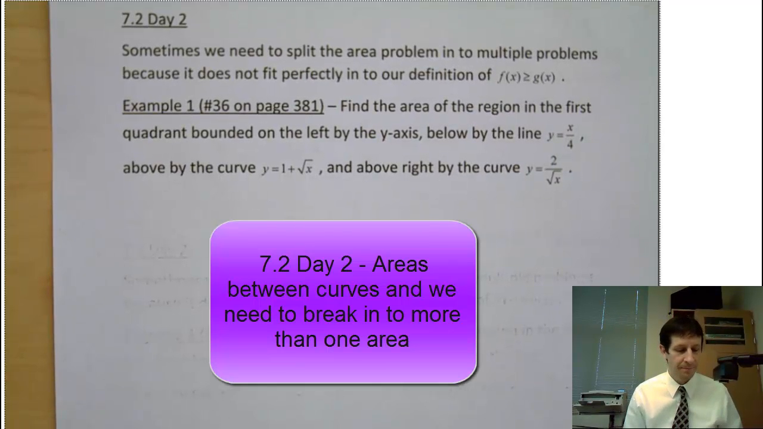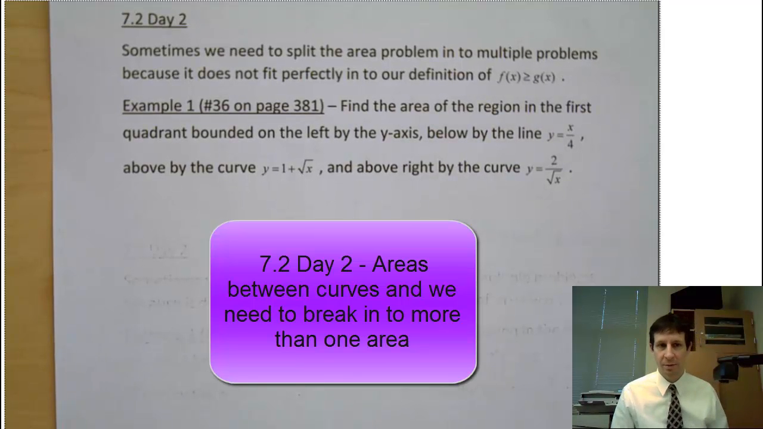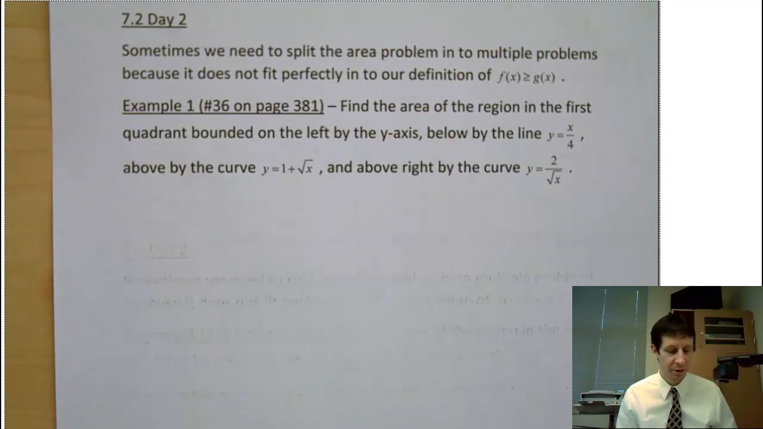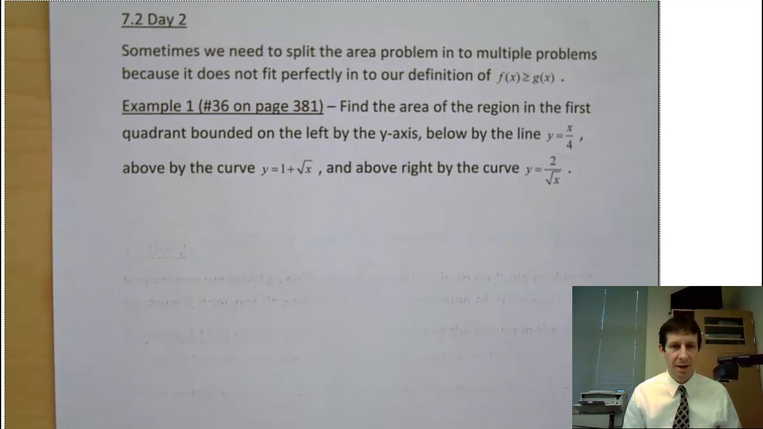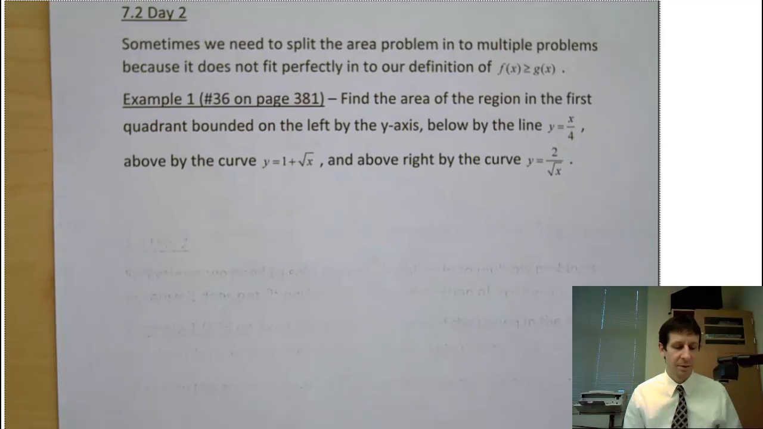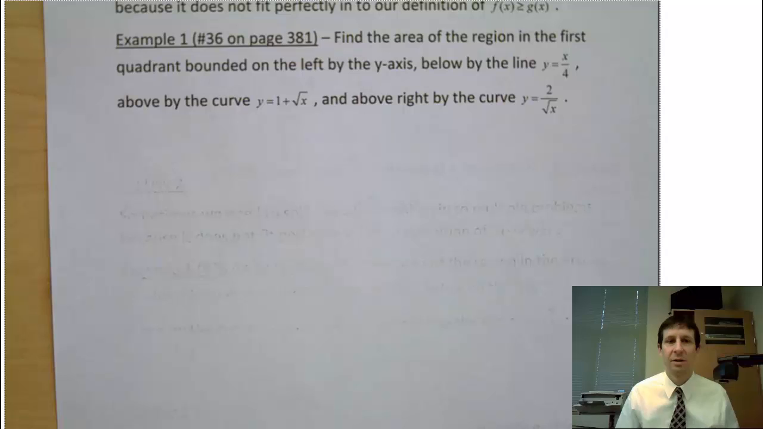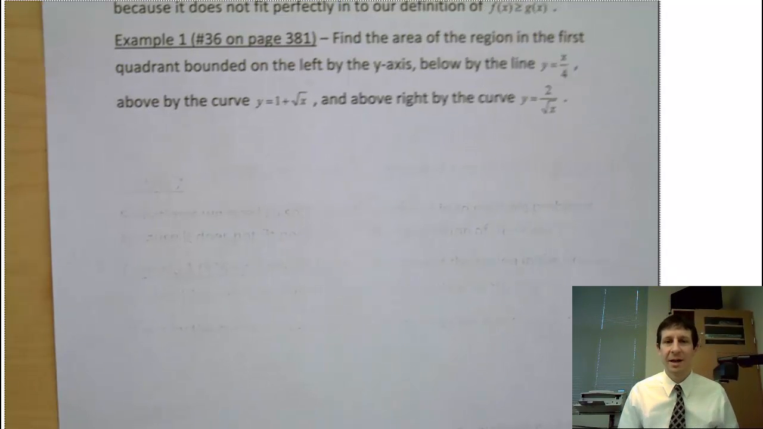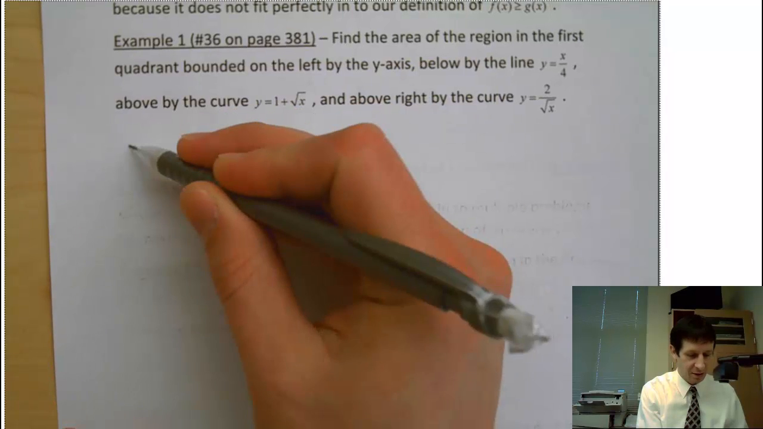Today, the complication we're going to add is it's not always going to fit this description, so we might need to break it up into two or even more individual problems in order to apply our formula or definition to it. We're just going to learn this through one single example today, and this is from number 36 in your textbook. What it says is to find the area of the region in the first quadrant bounded on the left by the y-axis. I think as we're going I'm going to start coming up with a sketch of this to see if we can model it.